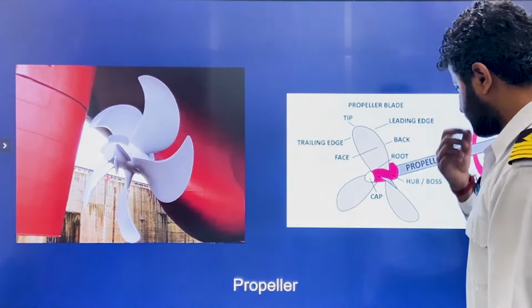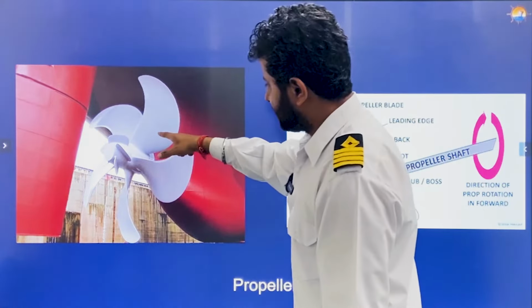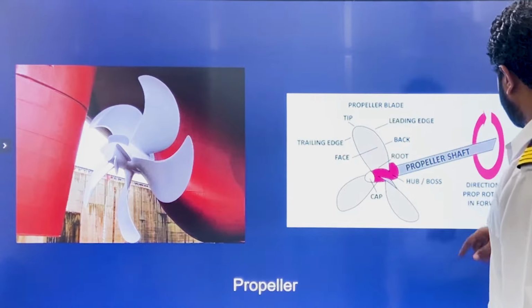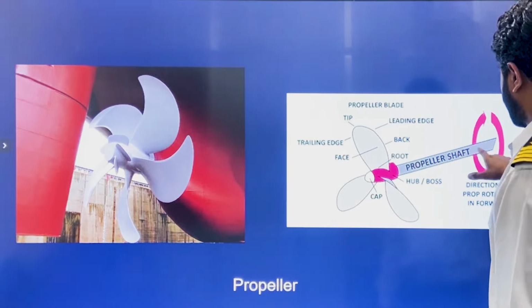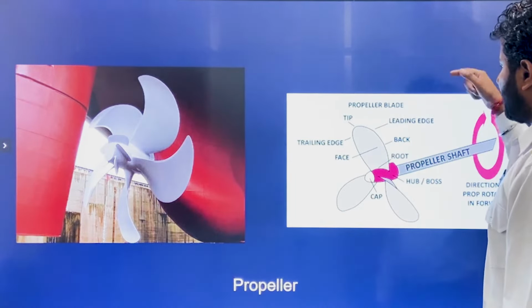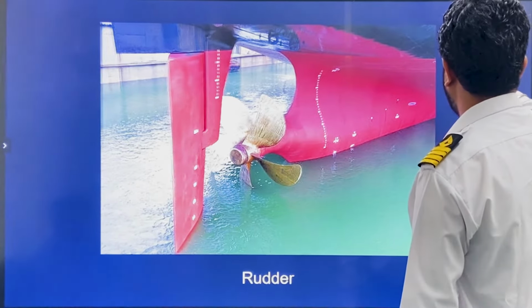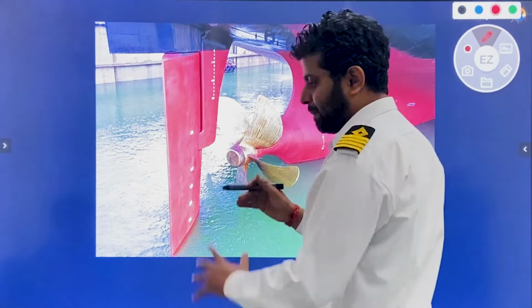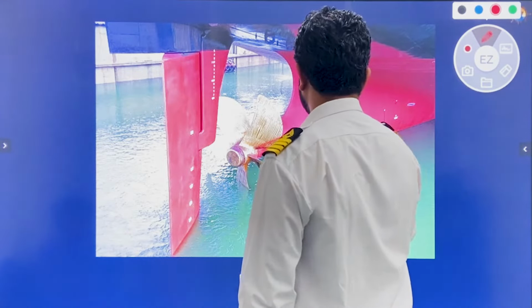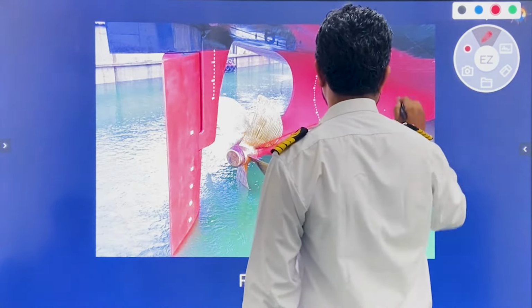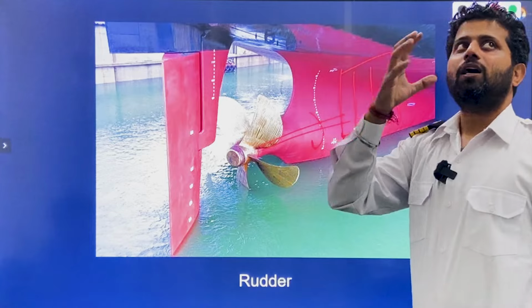Aage badhte hain. Propeller. This is a propeller, can you see? So this is your main engine rotating inside. This is a propeller shaft which is connected to the propeller. I'll show you a very good video over here. So right now this is the aft part of the ship, the back end of the ship. Iske andar yahan se jaake, this is your engine room over here. Over here is your main engine fitted. So when your main engine is turning, the shaft is rotating. When the shaft is rotating, this propeller is rotating. This propeller is normally inside the water. This propeller is like a fan.